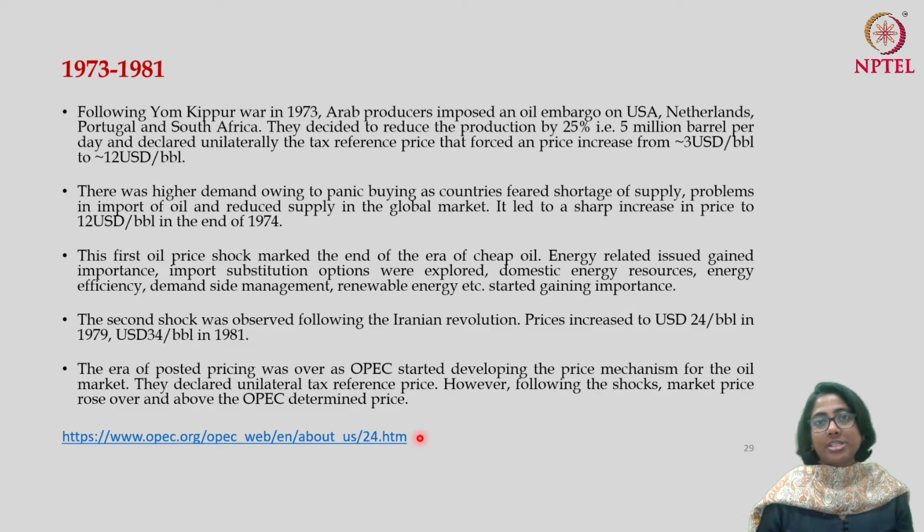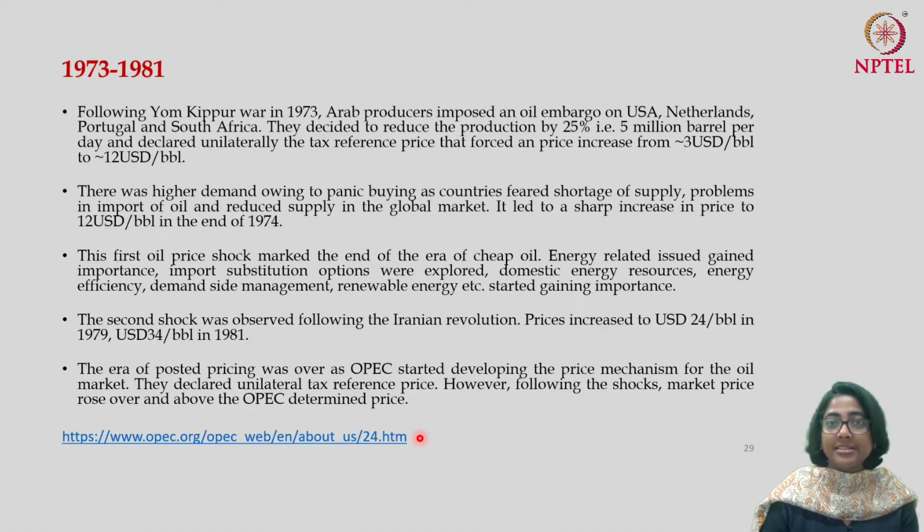So you see the situation: there was a decline in supply to a great extent. There was a sudden increase in demand, and as a result, the price shot up. The price shot up to 12 USD per barrel towards the end of 1974, which was 3 USD per barrel in 1973. So there was a sharp increase, and for the first time the world experienced this kind of an increase in oil prices.